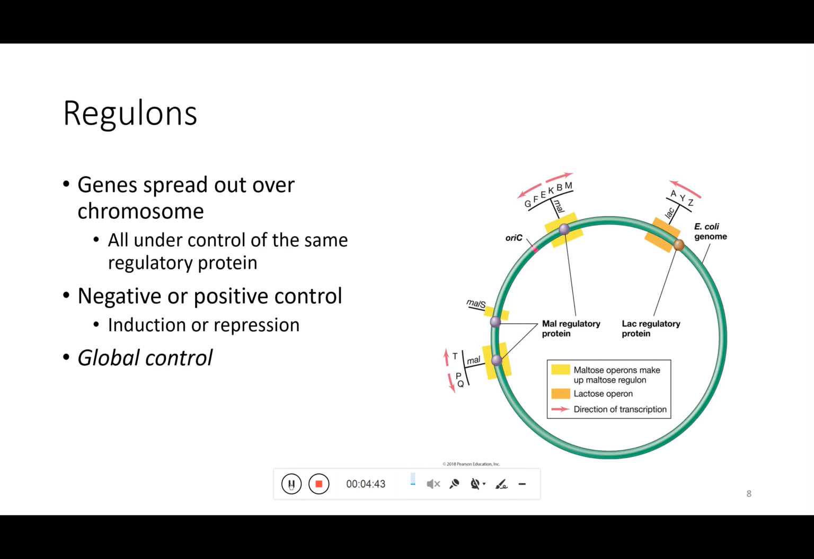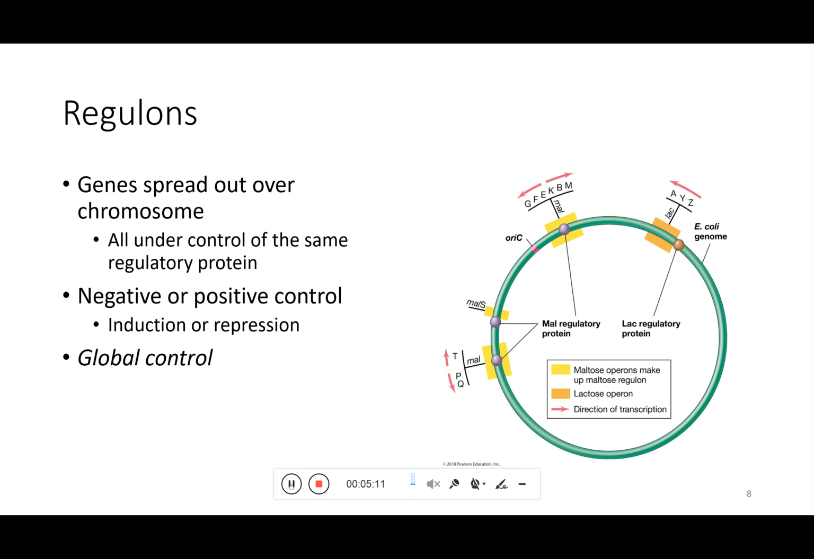Sometimes we don't just see control of genes under one promoter. Sometimes we see multiple genes under the same promoter. So a lot of times we'll see different promoters being activated simultaneously, and this is usually due to similar sigma factors. So if you have similar sigma factors that can activate a variety of genes, then those sigma factors can all bind, allowing for their RNA polymerases to bind.